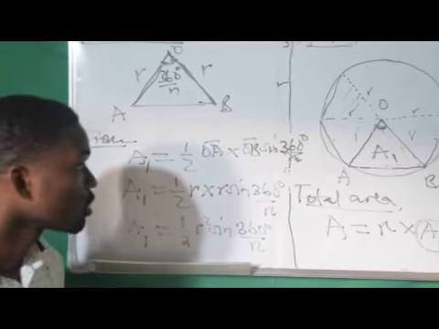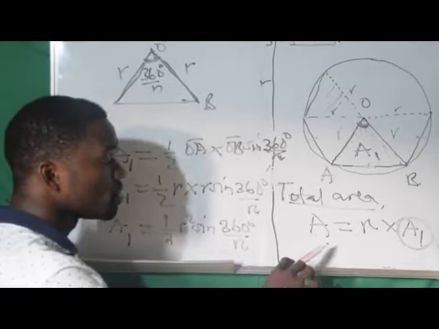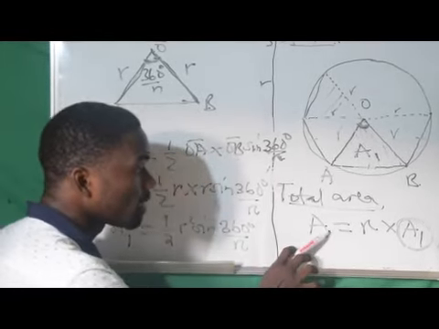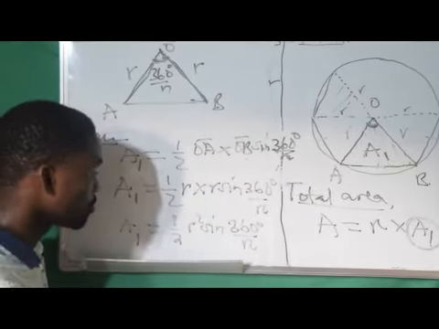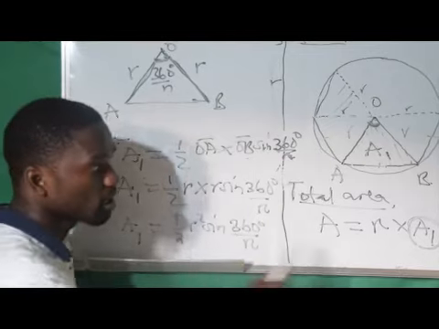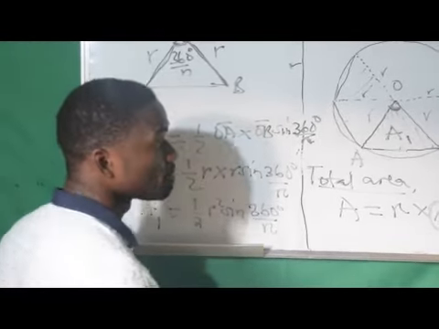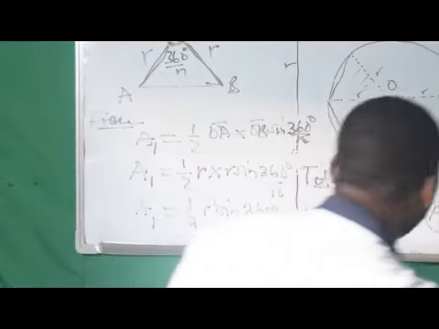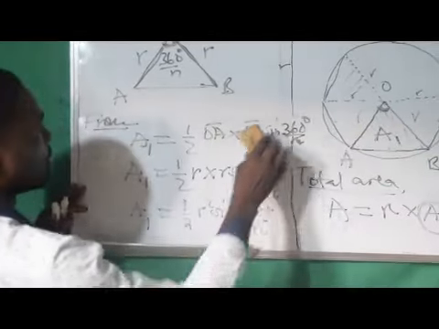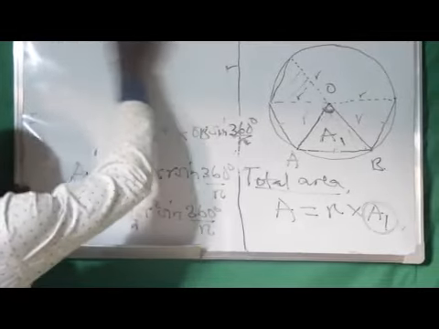So what you do, you come back to the general formula here, that area is equal to n times A1. Simple that. What you do is you plug the value of A1 into this mother formula. If you plug the formula of A1, you get this kind of formula.